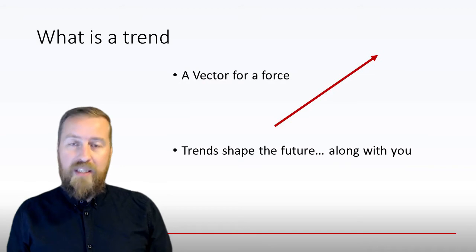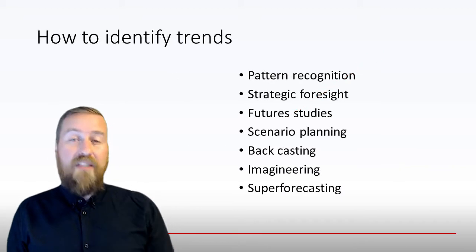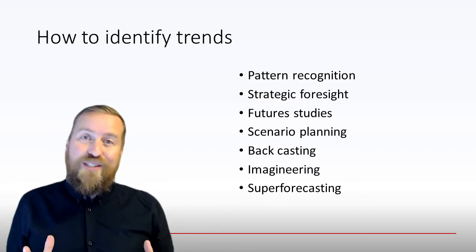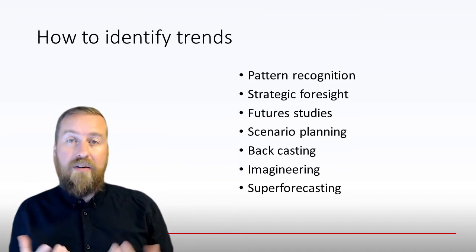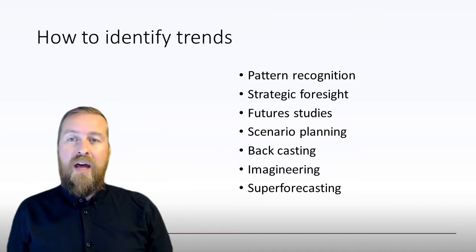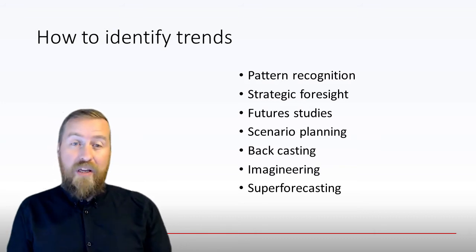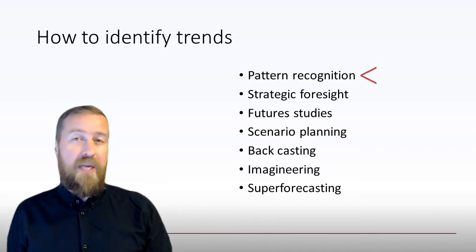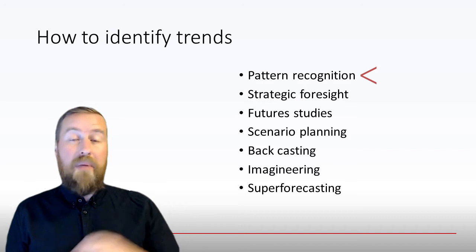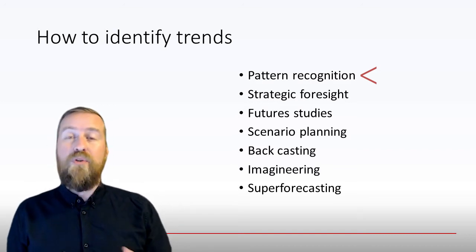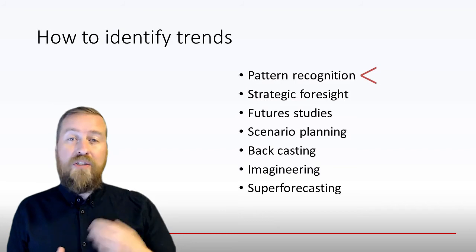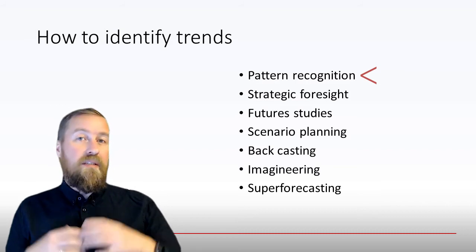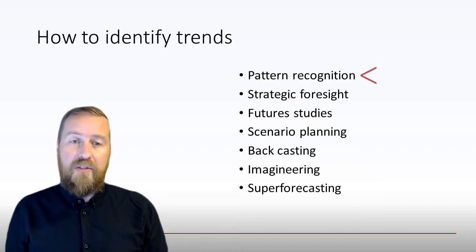But how do we identify the trends? Well, I have a number of tools, tricks, processes that you can use that I have listed here in this presentation next to me. First of all, pattern recognition. Pattern recognition is something which is primarily based in statistics. It can be either an AI or a group of trained researchers which look at social and cultural interactions and see if there is a pattern, a statistically significant pattern.